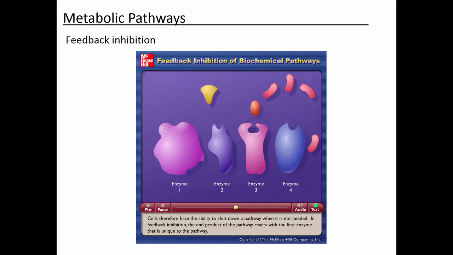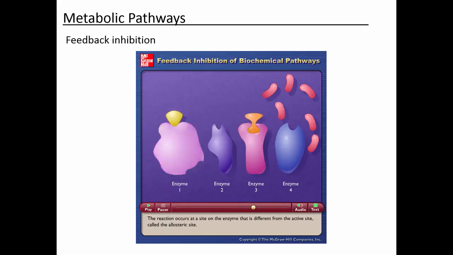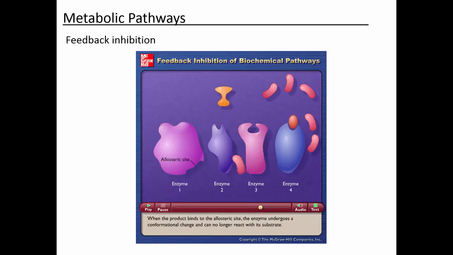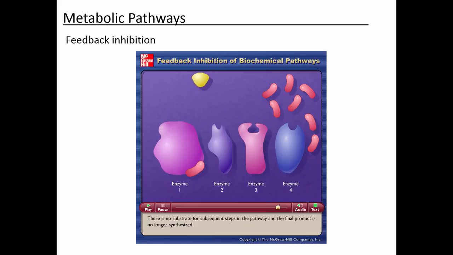In feedback inhibition, the end product of the pathway reacts with the first enzyme that is unique to the pathway. The reaction occurs at a site on the enzyme that is different from the active site, called the allosteric site. When the product binds to the allosteric site, the enzyme undergoes a conformational change and can no longer react with its substrate. There is no substrate for subsequent steps in the pathway, and the final product is no longer synthesized.